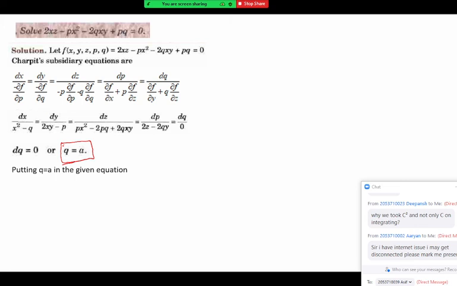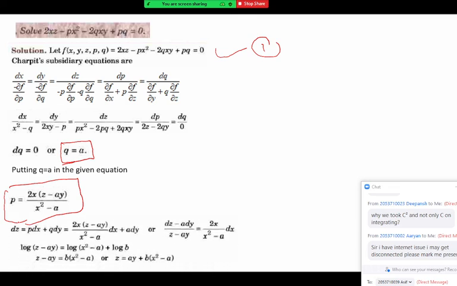From this equation 1 you get p, and now we have p and q, so we should replace them in this expression dz equal to p dx plus q dy. When you replace the value of p, we get dz equal to 2x into (z minus ay) upon (x square minus a) dx plus q dy, that is a dy.